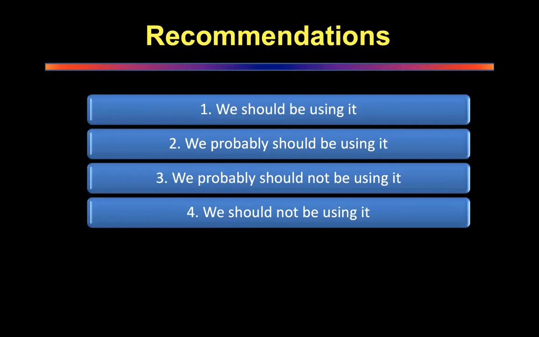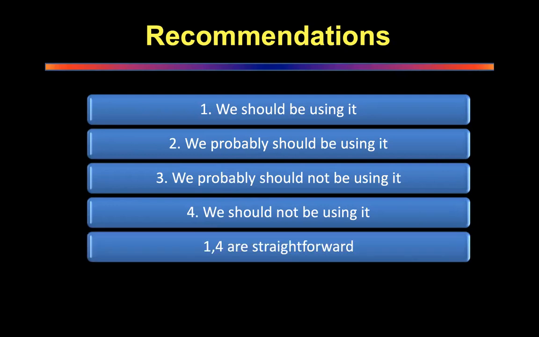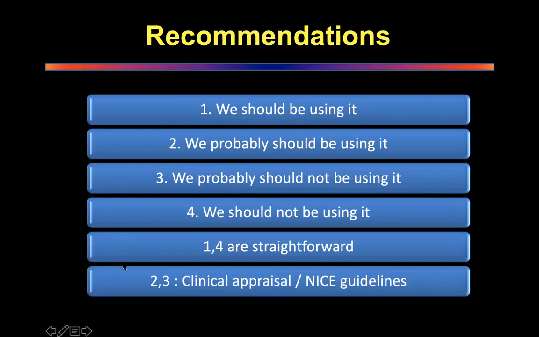Now, 1 and 4 are very easy to understand. They are very clear cut, easy for even a normal person to take on board. It's only when you're dealing with 2 and 3 that you need to look at other help, because the moment it comes to "probably", you don't know whether you should use it or not. So then you look at guidelines, at NICE guidelines, at ESTS guidelines, and some of the answers for 2 and 3 will be given by the guidelines. That's how you interpret recommendations.